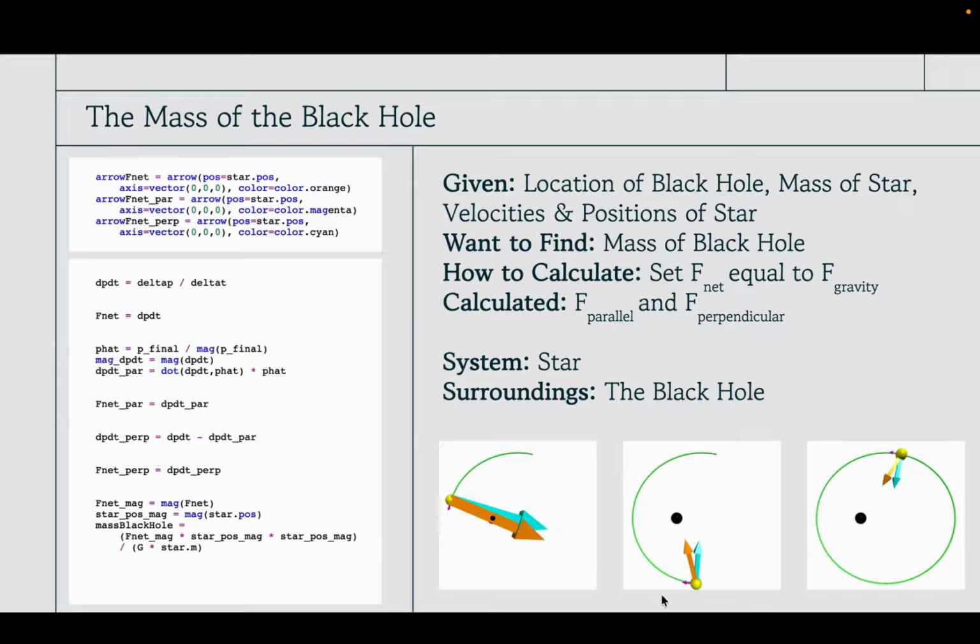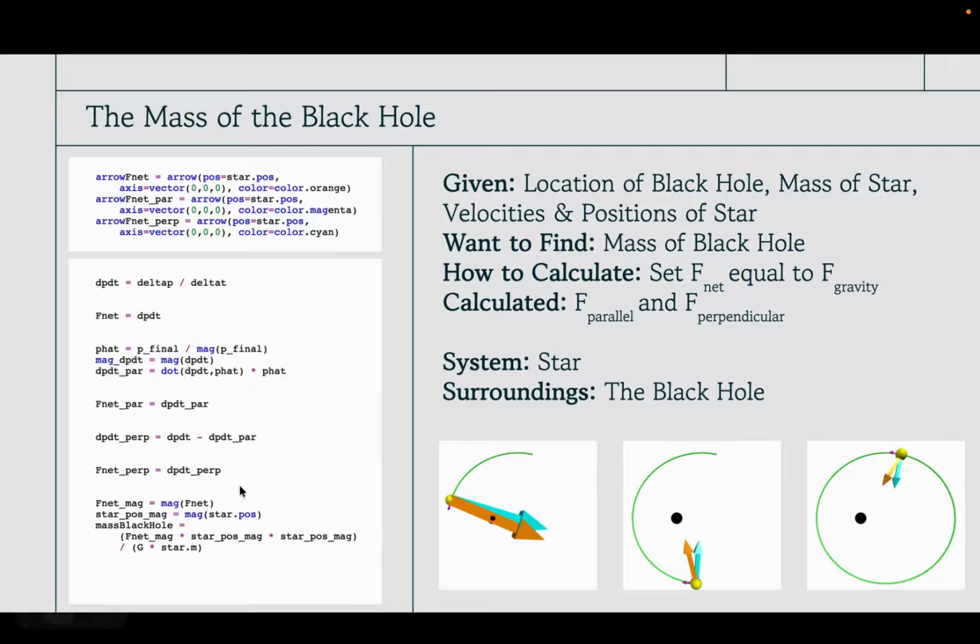You can see this here because as it's doing its orbit, this orange arrow is force net, but then the blue arrow is force perpendicular, and the magenta arrow is force parallel. You can see how the perpendicular and parallel components make up force net, and they differ during the orbit. So at each point, we just said force net is equal to change in momentum over change in time, and then the parallel and perpendicular components of force net are equal to the parallel and perpendicular components of change in momentum, respectively. And then we set force net equal to force gravity because the only force in question is gravity.